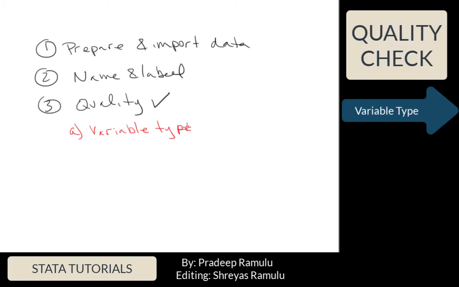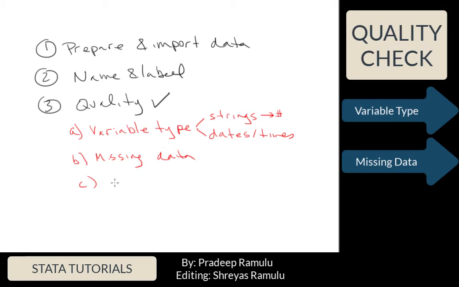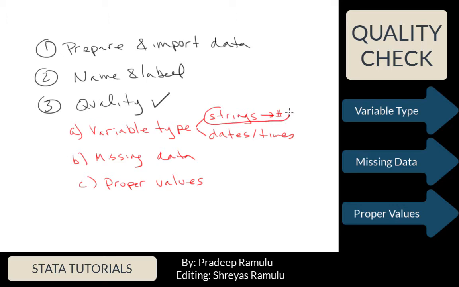And we'll deal with a specific subset of this today, which is transforming strings, which ought to be numbers, into numbers. And as part of a second upcoming lecture, we'll tell you how to deal with dates and times. The second step to quality checking is looking for missing data. That'll be an upcoming lecture. And the third will be to make sure that you have proper values within each of your variables, and that'll also be an upcoming lecture. So today we'll really go over specifically how to change a string to a number and how to figure out what variable type all your variables are.